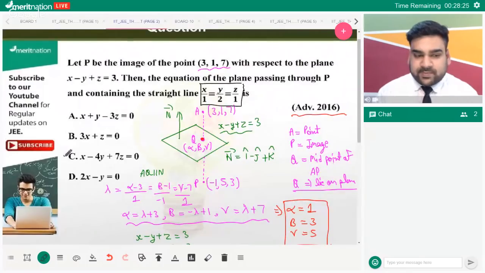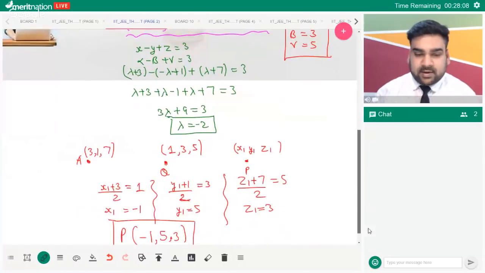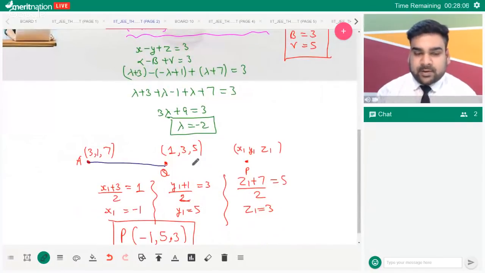x minus 4y plus 7z, that's equal to 0. So option C is the correct one, guys. The most important thing, if you notice, most of the students make this mistake. They try to calculate the coordinates of the point P first. If you do that, you will see that will take a longer time as compared to if you just calculate the coordinates of the point Q and then apply the midpoint formula.